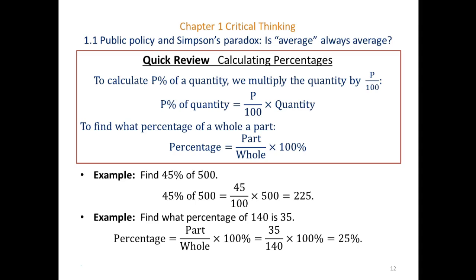For example, find 45% of 500. 45% of 500 is 45 divided by 100 times 500, which is equal to 225. Find what percentage of 140 is 35. Percentage is equal to part divided by whole times 100, which is equal to 35 divided by 140 times 100%, and that's 25%.